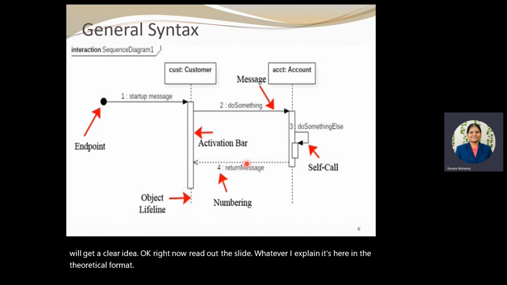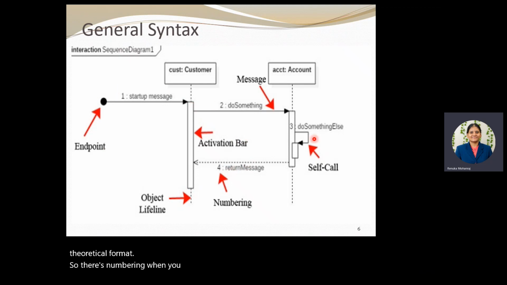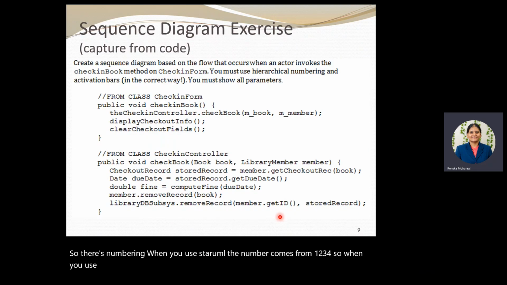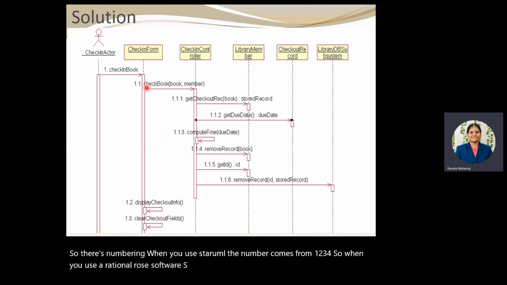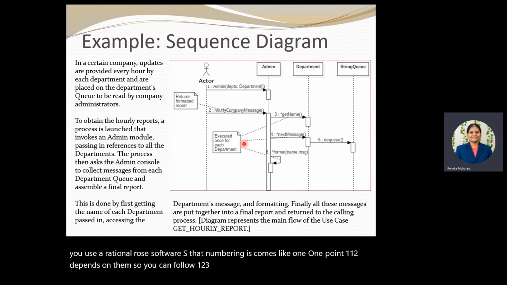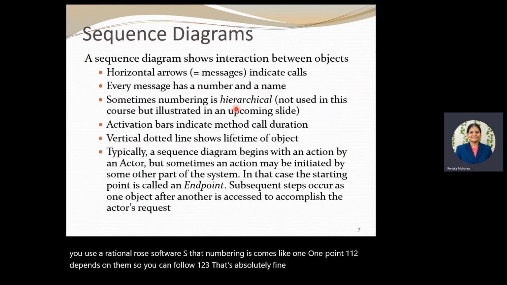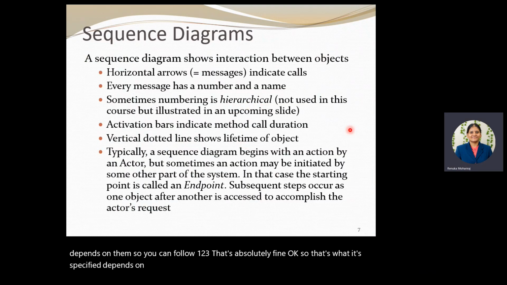So this numbering, when you use StarUML, the numbers come as 1, 2, 3, 4. When you use Rational Rose software, the numbering comes like 1, 1.1, 1.2, depending on that. Okay, so you can follow 1, 2, 3. That's absolutely fine. So that's what is specified. It depends on the UML software you use.